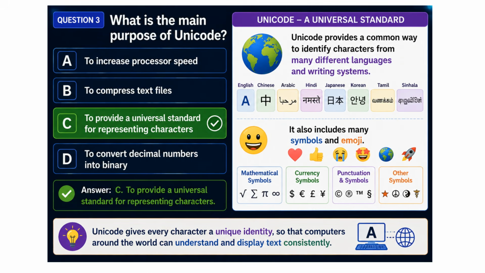And Unicode is not limited to letters. It also supports mathematical symbols, currency symbols, punctuation, special symbols, and even emoji. By giving characters a standard identity, different computer systems can understand and display text consistently. Therefore, the correct answer is C. To provide a universal standard for representing characters.